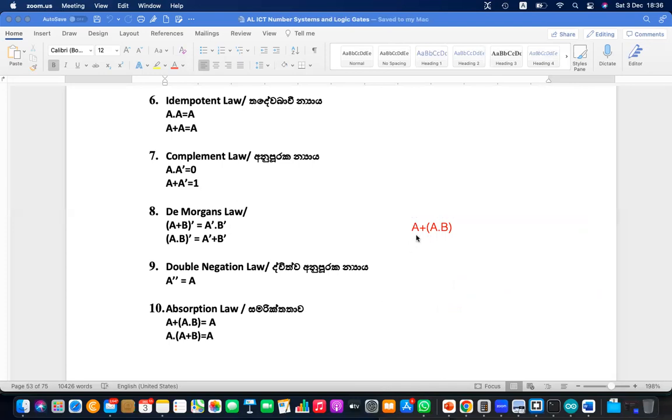I'm going to do something like this. Can I write this A as A and A? Is it possible? What is the law? Here, can you see? A and A is A.